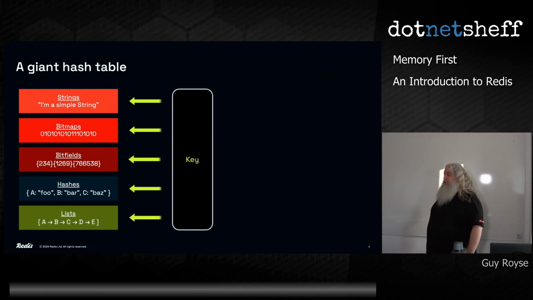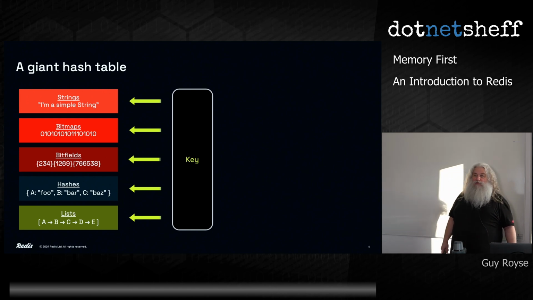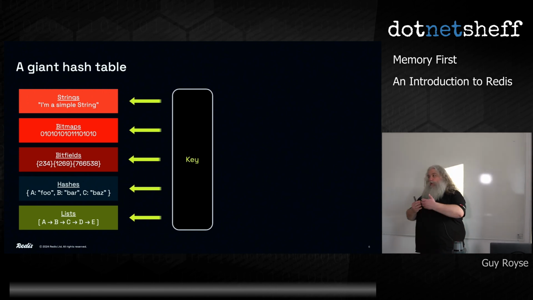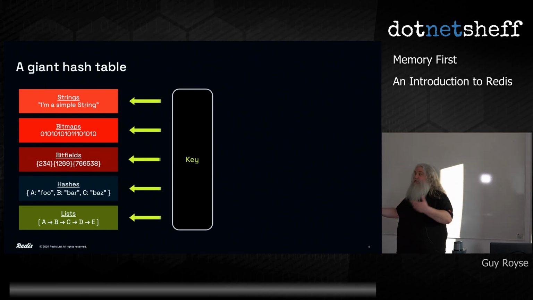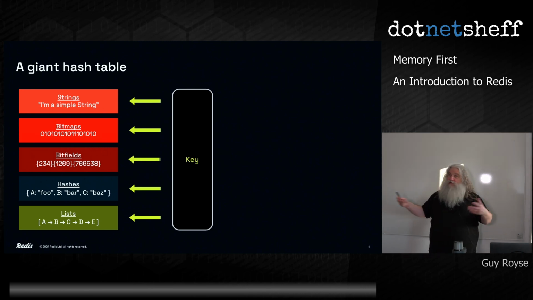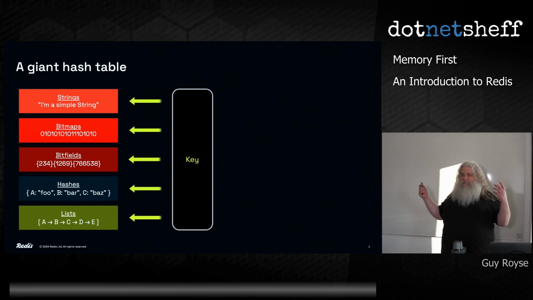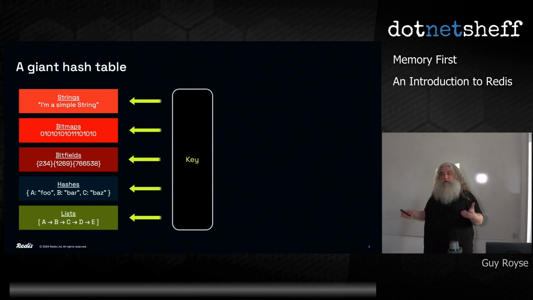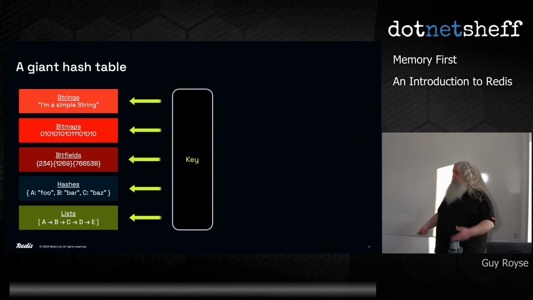You've got lists. These are doubly linked lists, and so you can walk those lists. You can pop things off the head or the tail of the list. You can push things to the head or tail of the list. It's a classic doubly linked list like you learned about in data structures class. And there's a bunch of commands for manipulating those as well.